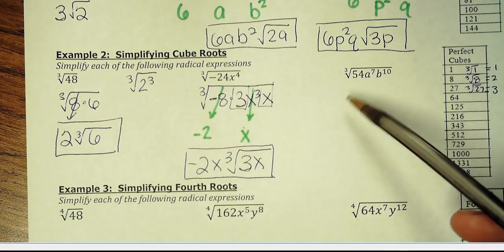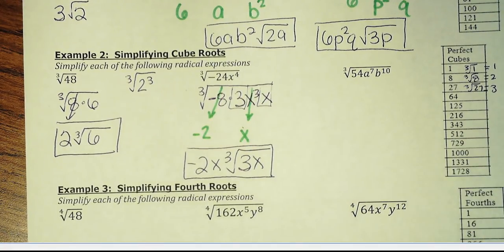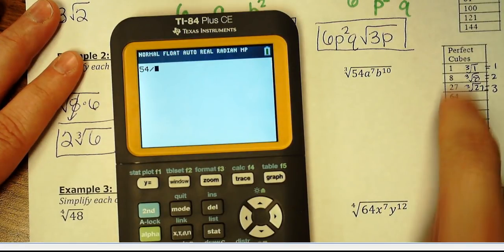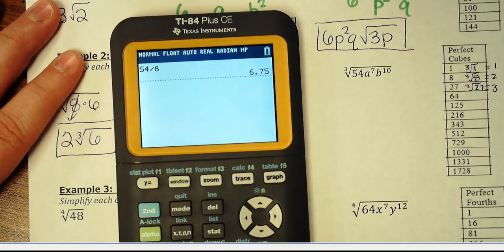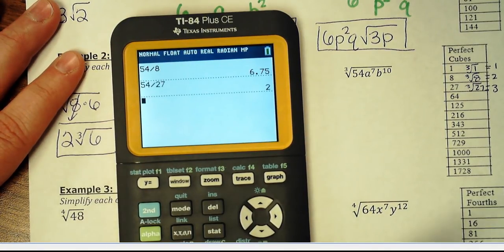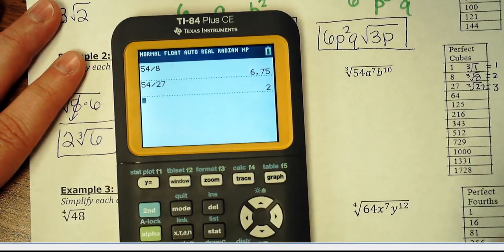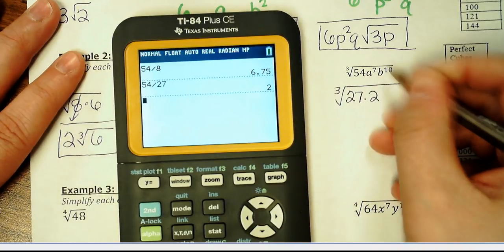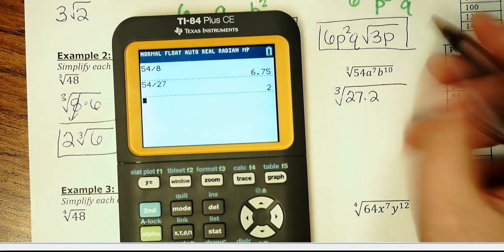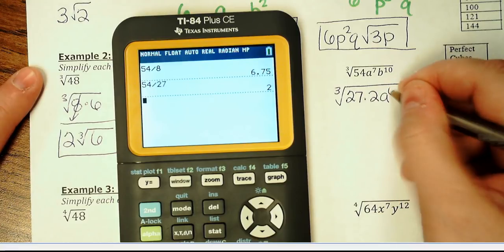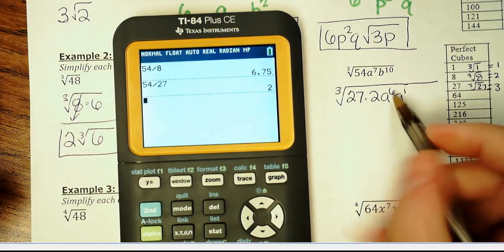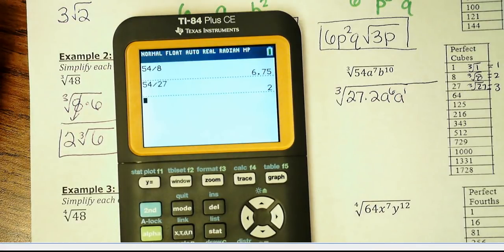And then we're going to do one more here. 54. You guys might know this off the top of your head. So 54, I'm going to just check these out. Not divisible by 8. 54 divided by 27, that does work. So it's 27 times 2. So I'm just going to rewrite this real quick. Okay, a to the 7th. 7 is not divisible by 3. So I'm going to break this into a to the 6th times a. That's still a to the 7th, but we're breaking apart so we can remove any perfect cubes.